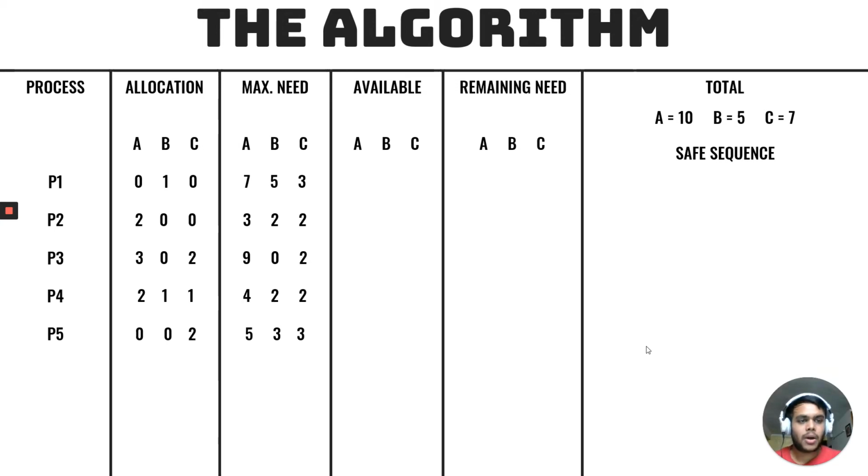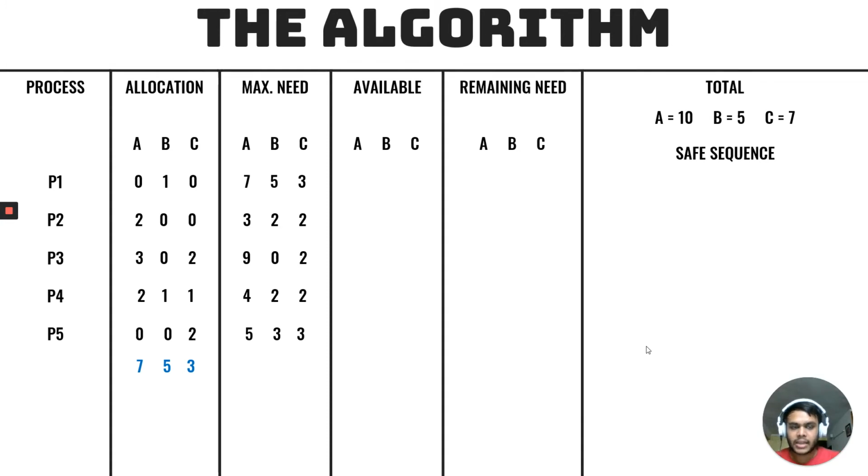Then we have the total amount the system currently has. That's 10 units of A, 5 units of B, and 7 units of C. Finally, the algorithm will fetch the safe sequence. So we'll start with finding the total amount of resources currently allocated. For this, we'll just add individual amounts for A, B, and C respectively. And here we have the number 7, 5, and 3.